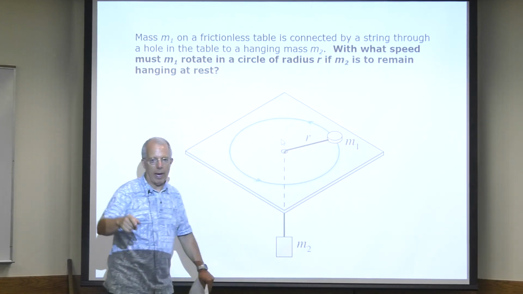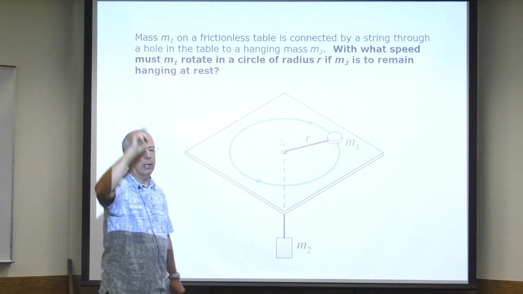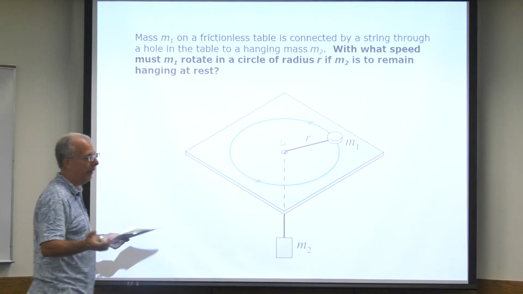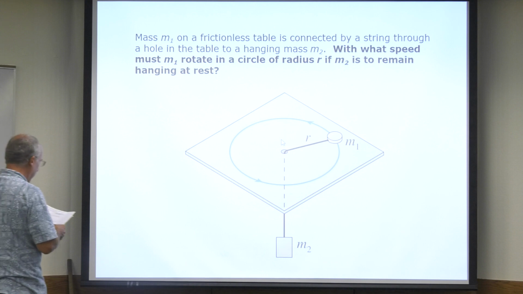In other words, why does M1 go in a circle? Why doesn't it just go straight? What's the force acting on M1 to cause it to go in a circle? It's the tension, right? It's the tension in a string.